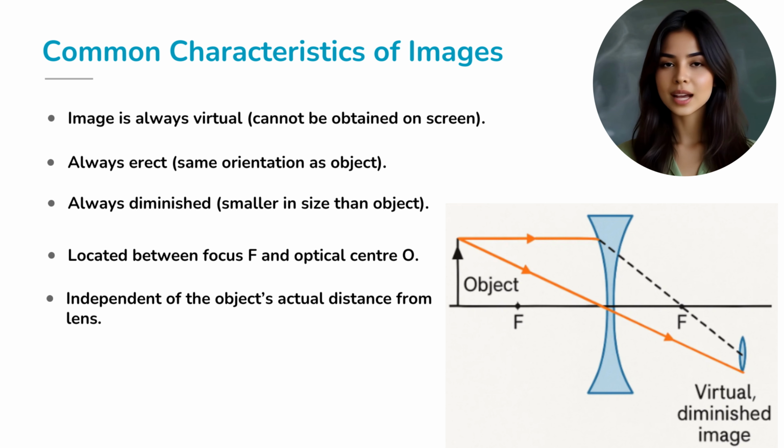Independent of the object's actual distance, no matter where you place the object, whether it's far or near, the image will follow the same rules. It's like a magic trick. The object's position doesn't change the characteristics of the image.